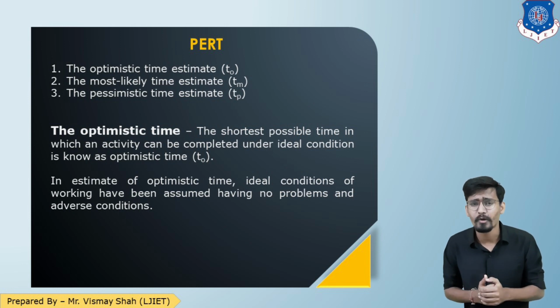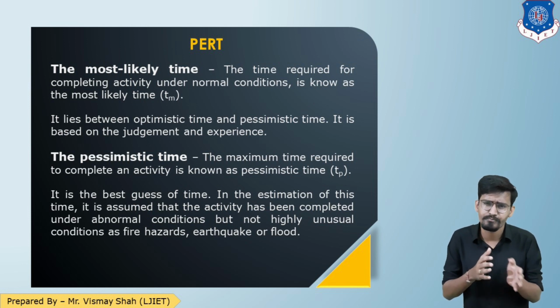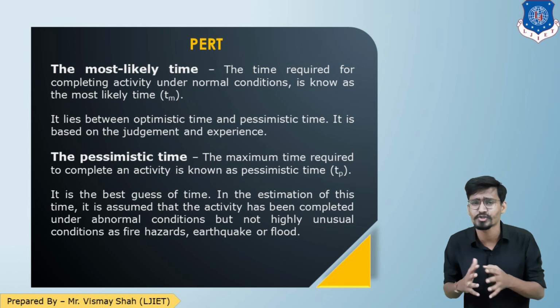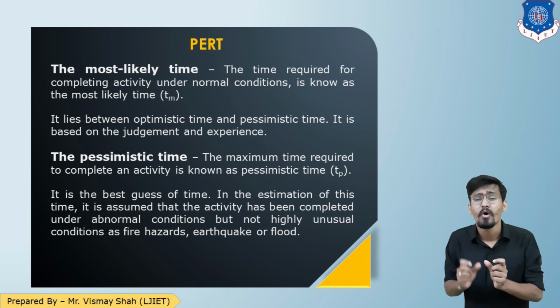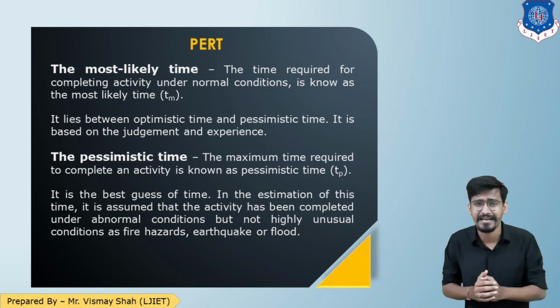Now, let us move forward with most likely time. The most likely time is the time in which the activity is completed under normal conditions. In this most likely scenario, some things go right and some things go wrong. A 50-50 scenario. So what is the most likely time to complete this activity? That time falls between optimistic and pessimistic. So that is your most likely time.